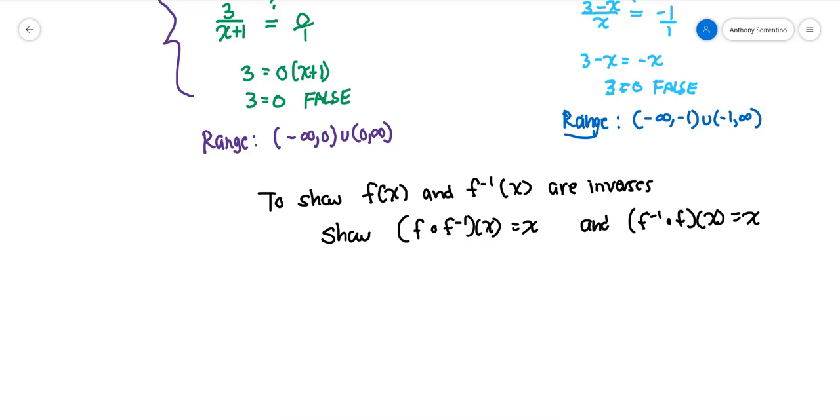To show that they are inverses, though, I do have to show both of these. And that's because there are some functions, we're not going to study any of them in this course, but there are some functions, because remember, composition is not commutative. I can compose them in one way and get x, but I can compose them in the other way and get something else. That would mean they're not inverses.